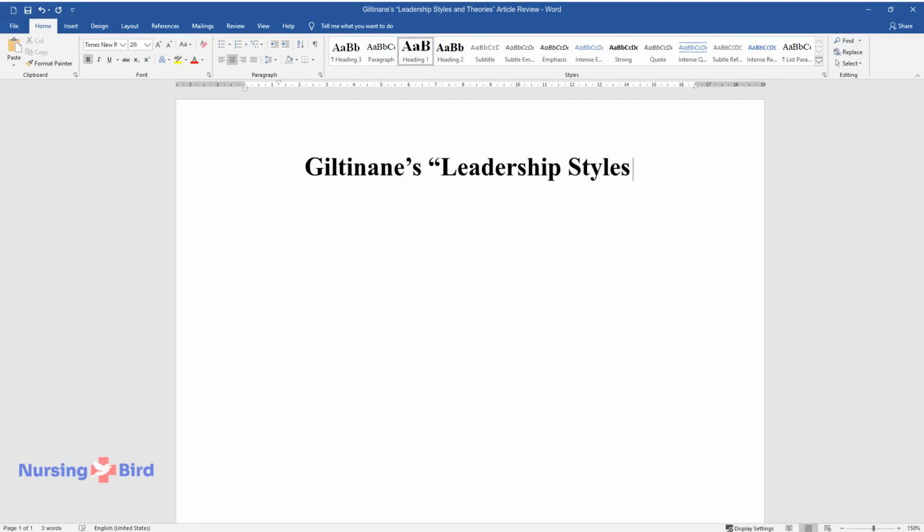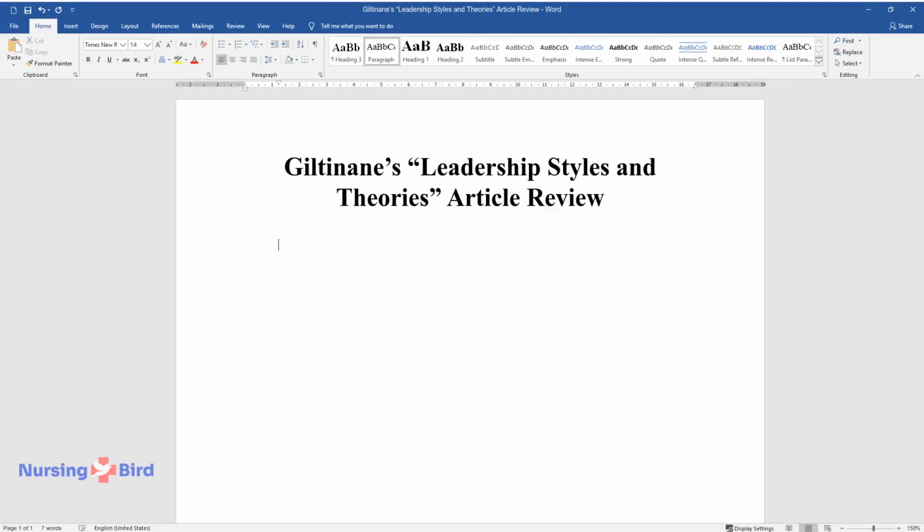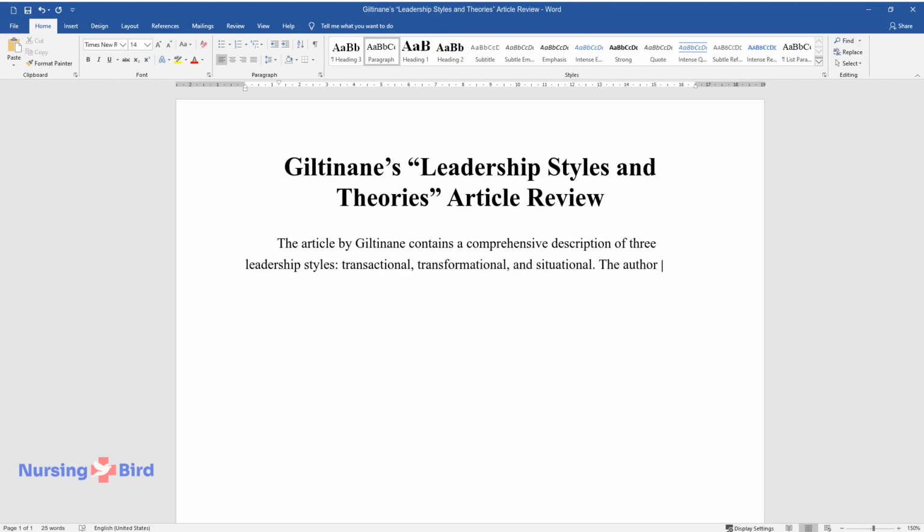Giltinane's Leadership Styles and Theories Article Review. The article by Giltinane contains a comprehensive description of 3 leadership styles: transactional, transformational, and situational. The author also provides examples of each style and concludes that situational leadership is a preferred approach.